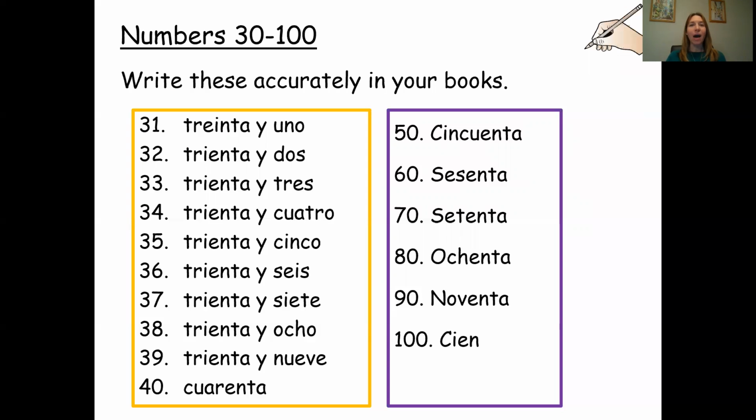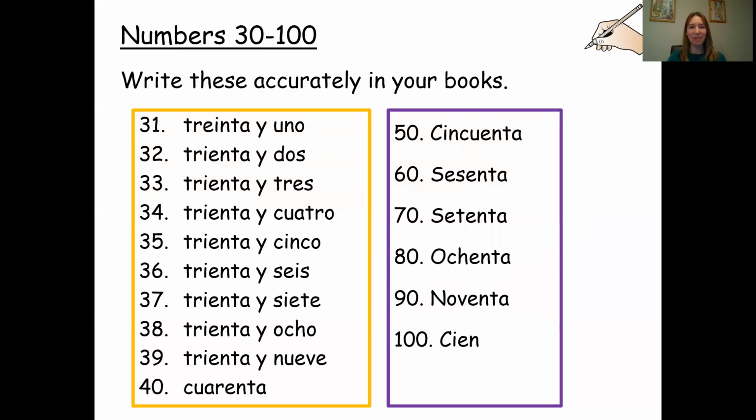Continuamos. I would now like you to write these accurately in your books. So you've already got a note of 0 to 31, which we did last term. So if you can just copy this exactly as it is, as you can see here, 30 to 40, and then in tens up to 100. You can pause this video whilst you do that.